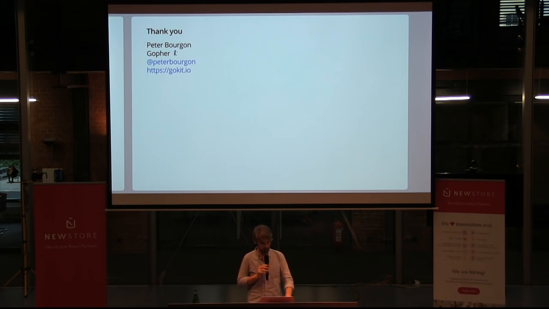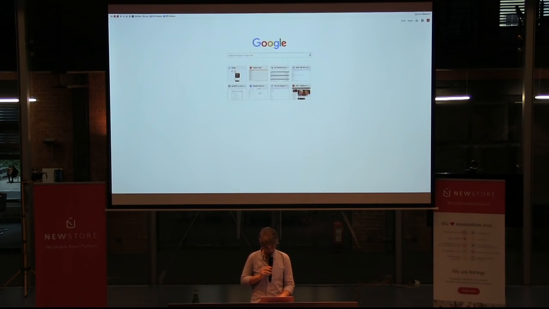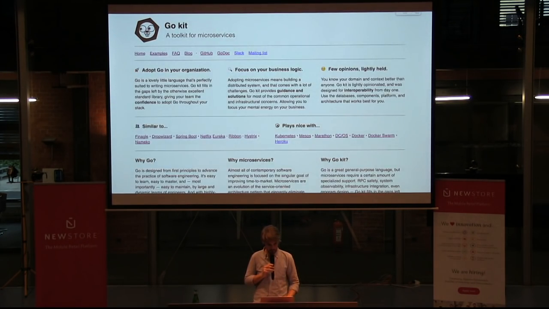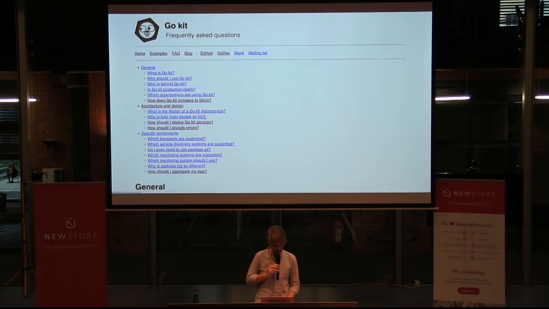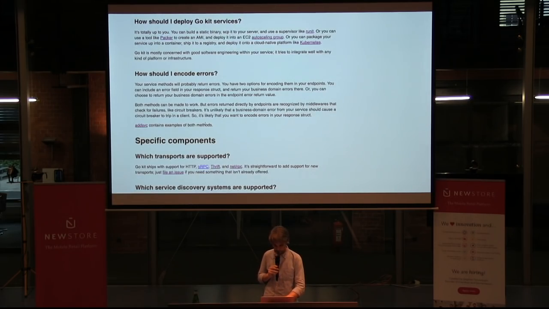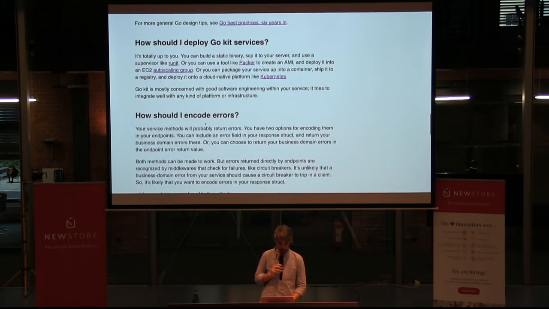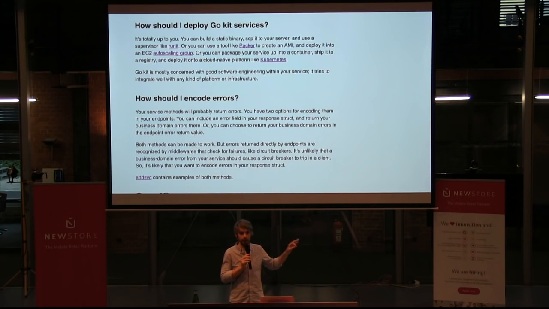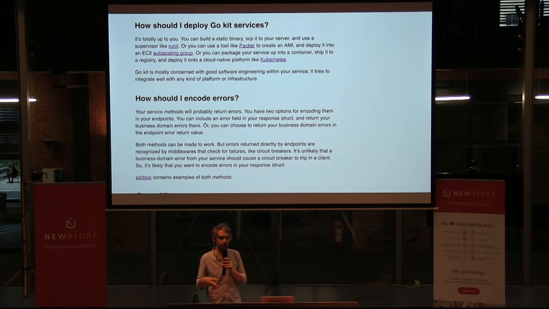So I'll take this opportunity to point out the website. Here's the website. We have this lovely FAQ. And one of the questions is, how should I deploy Go kit services? And the answer is, it's totally up to you. You can build the binary, SCP it, and run it in place. You can use Packer to create an AMI. You can deploy it in a container onto Kubernetes. Go kit plays nicely in all these environments, and where appropriate, we have infrastructure hooks to interact with things we need to interact with as a service.